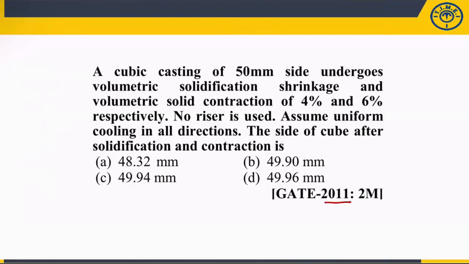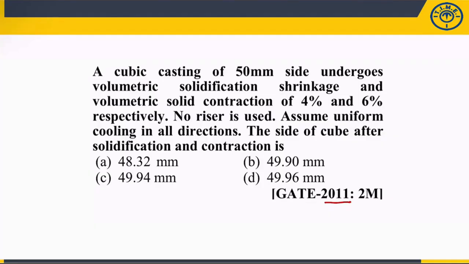Now read this question. A cubic casting of 50 side undergoes volumetric solidification shrinkage. So they have mentioned the solidification and solid contraction. No riser is used. Fine. Assume uniform cooling in all directions. You have to calculate the side of the cube after solidification and contraction. How to? Okay, we will discuss this question. In the next question, you will try to solve it.